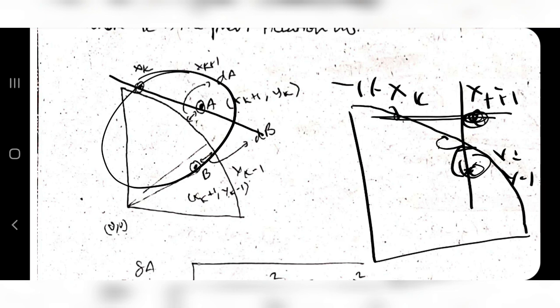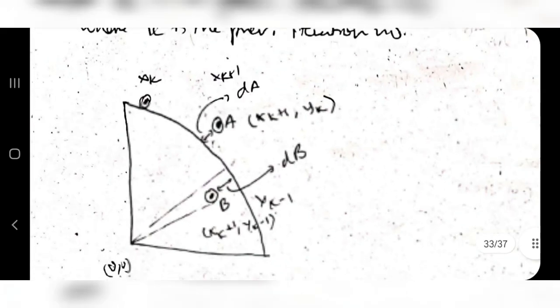But here, instead of checking whether the boundary is passing nearer to this one or this one using the midpoint, we'll just look at the direct value: how close point A is to the boundary and how close point B is to the boundary. We'll not draw a straight line here, we'll just compare directly. This is the only difference between Bresenham's previous algorithm and this algorithm.